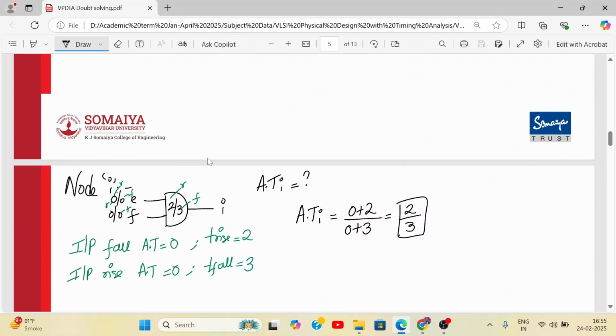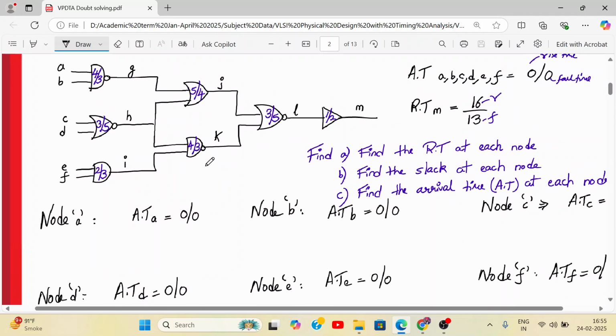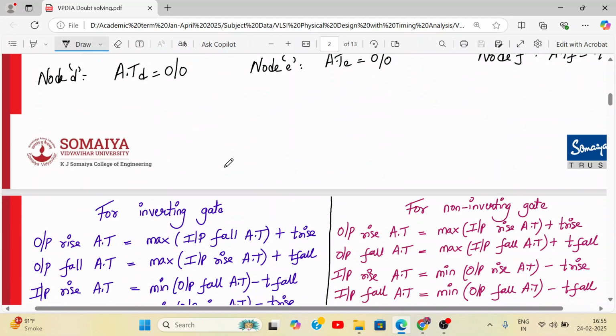Alright. Now let us go back over here. Now similarly we have to calculate for K. K is a NAND gate with inputs H and I and K as the output.